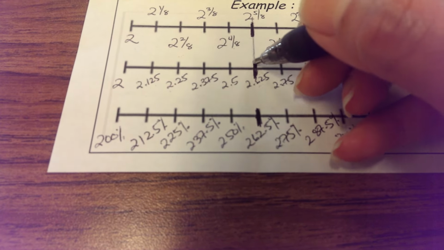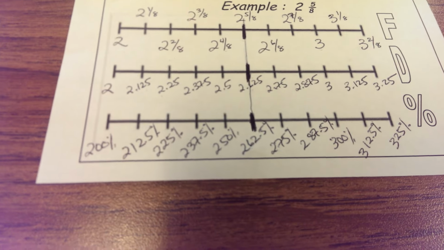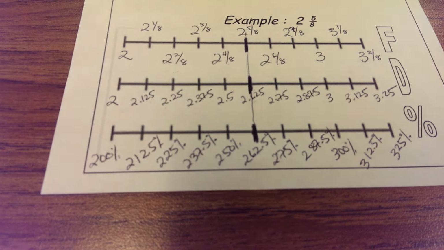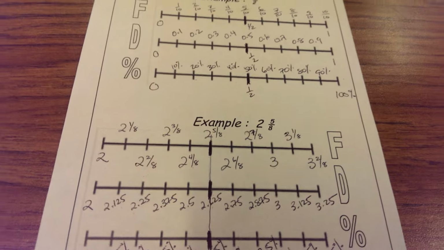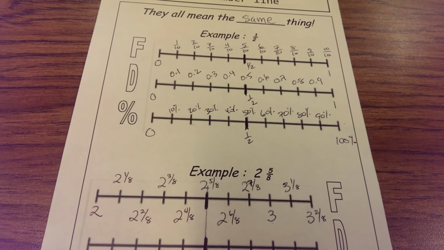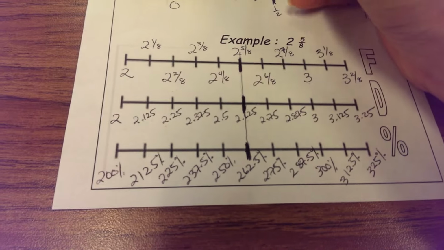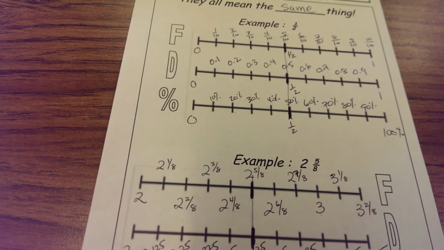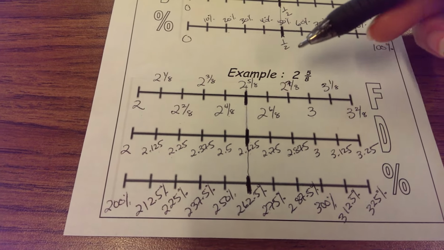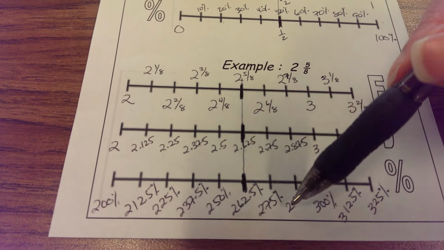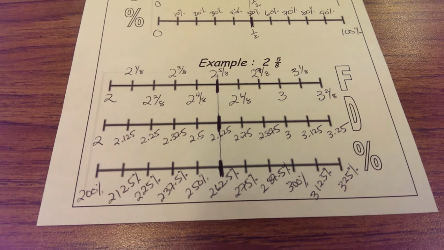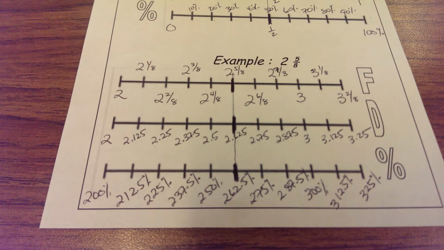And as you can see, it matches up with the other two. And this is how we represent fractions, decimals, and percents on a number line. They all end up being the same. The halfway mark was the same, and then the 2 5/8, whether it's a fraction number line, a decimal number line, or a percent number line, it ended up being in the same spot because it means the same value.